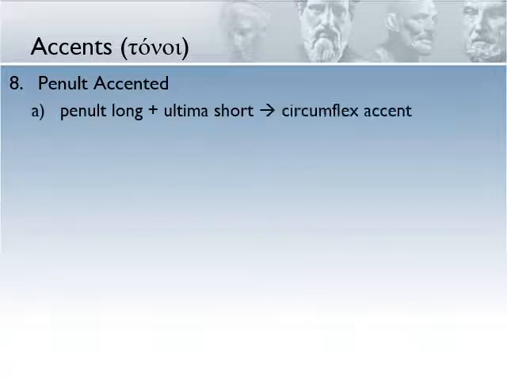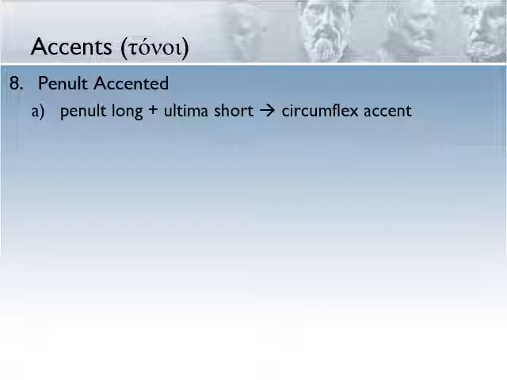When the penult is accented and the penult is long, if you have a short ultima, the accent will be circumflex. Now remember, this penult could be accented with either an acute or a circumflex. The penult will never be accented with a grave. Grave can only stand on the ultima. But how do you know which accent to put on the penult? Well, the normal rule is this. If the penult is long and the ultima is short, then the penult will take a circumflex accent.